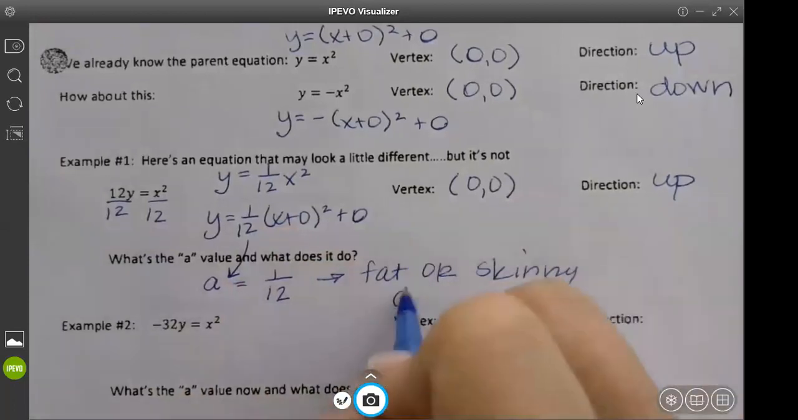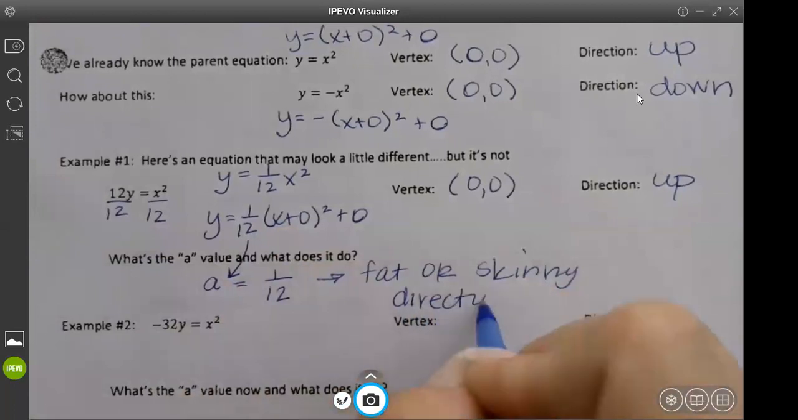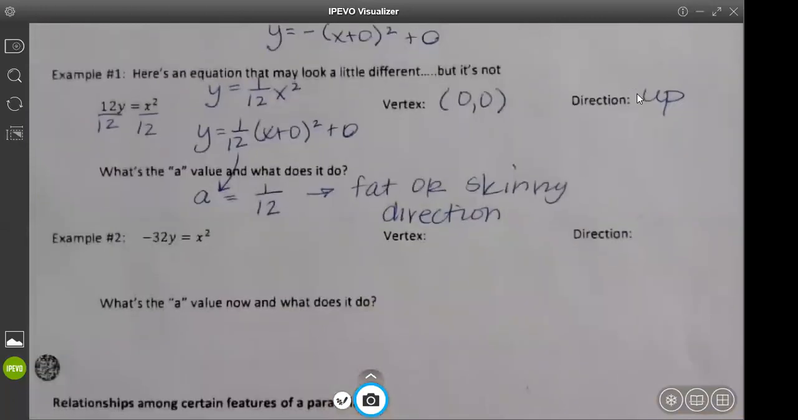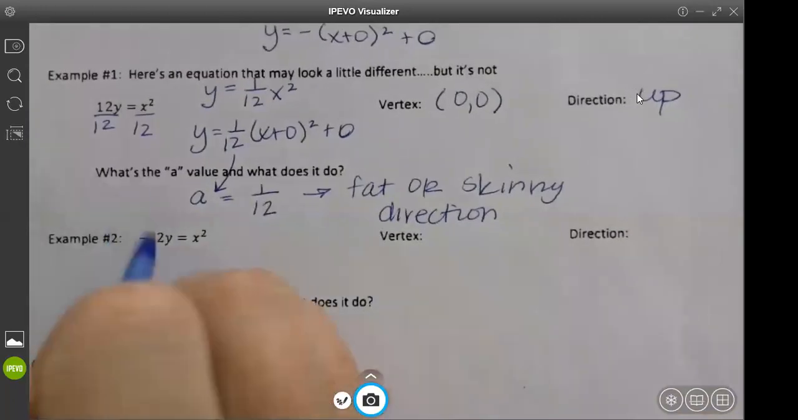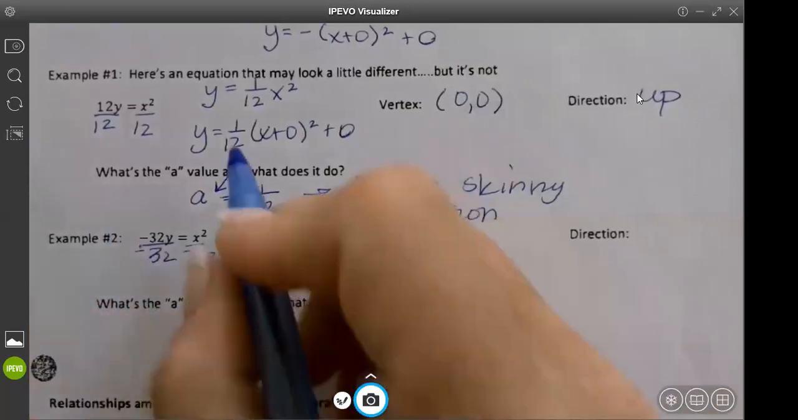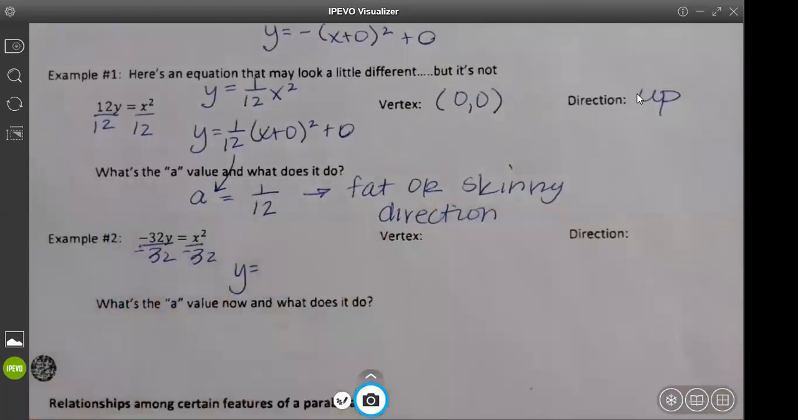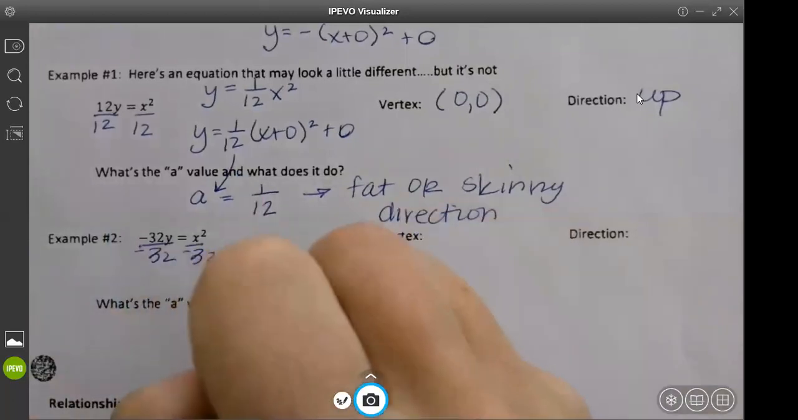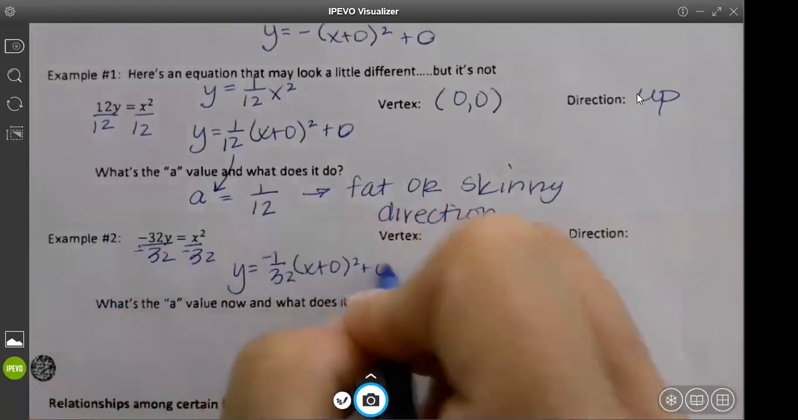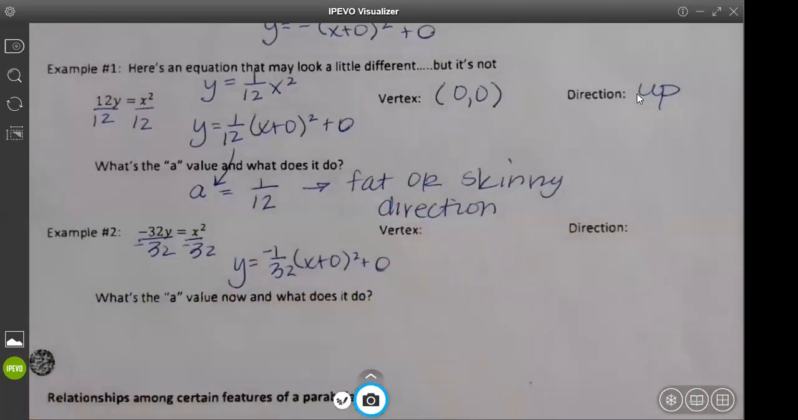And then it also tells you the direction. So the actual number tells you whether it's fat or skinny, and whether it's positive or negative tells you the direction it should face. All right, so number 2 is exactly the same way. We need to get this y by itself, so we're going to divide by negative 32. And our equation is y equals negative 1 over 32, (x plus 0) squared plus 0.